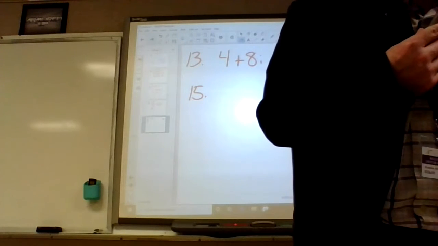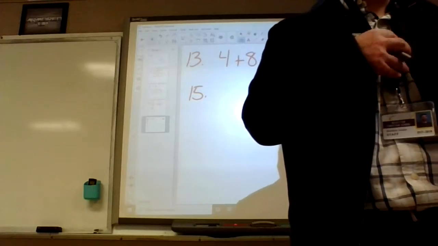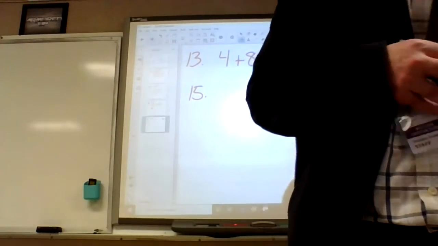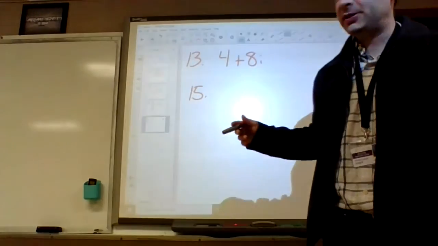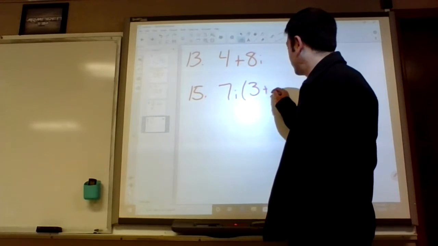Are there any of those on this page? I don't see any. Or with i squared, 15. No, like the i to the 23rd power or something like that. Oh. Okay, 7i times 3 plus i. 7 times 3 is 21.